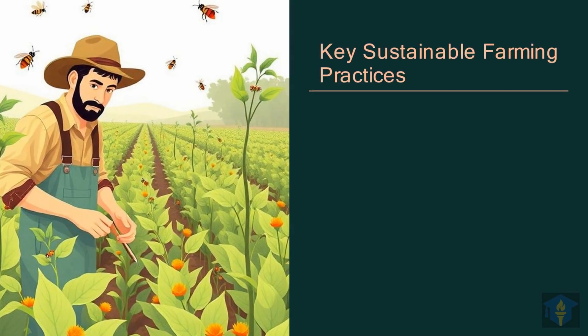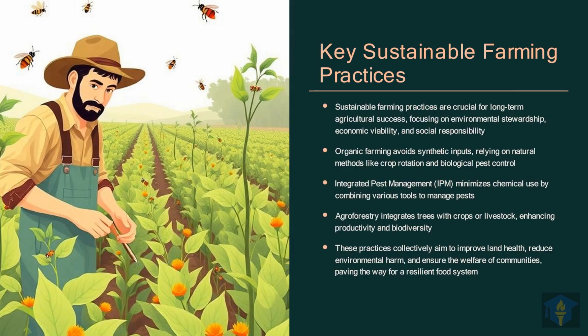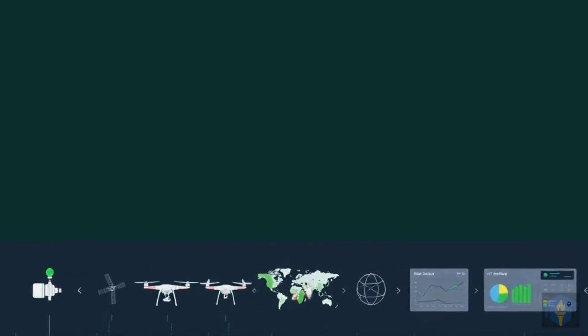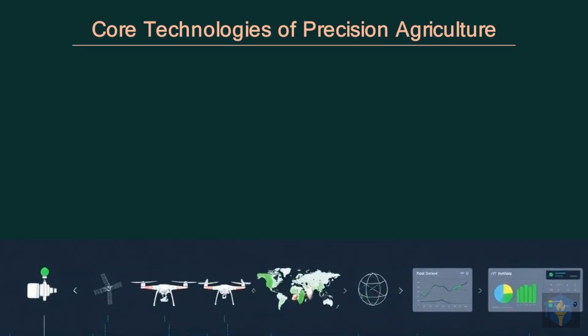Now, let's discuss key sustainable farming practices for success. Sustainable farming focuses on environmental stewardship and economic viability through organic methods, integrated pest management, and agroforestry to create resilient food systems. Let's explore the core technologies of precision agriculture today. These represent data-driven farming for modern success in agriculture.